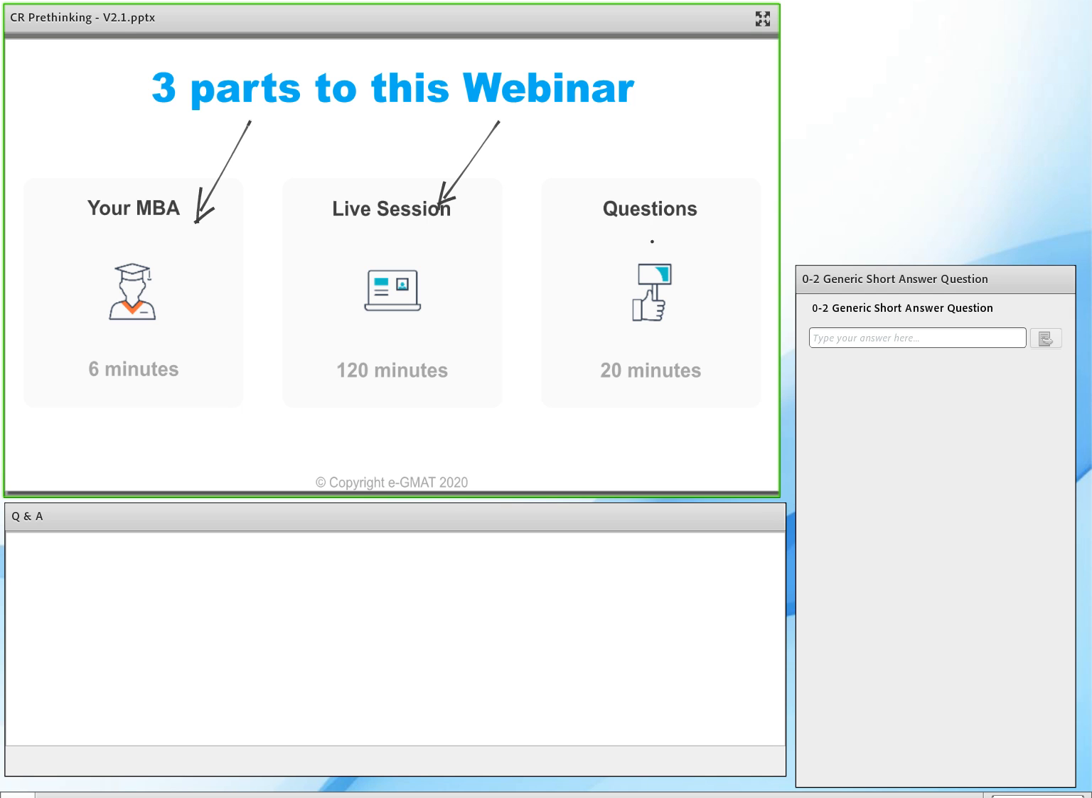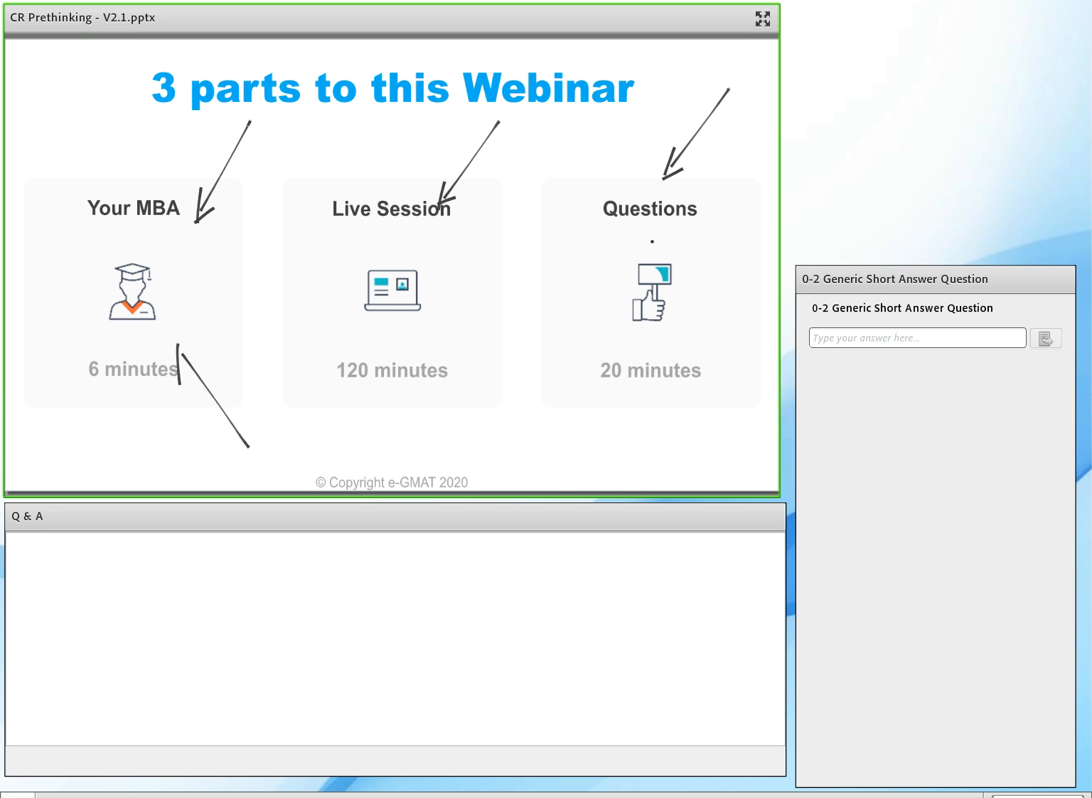Then we'll go right into the core of the session. That's going to be for about 2 hours or so. And then towards the end, if you have questions that do not pertain to GMAT critical reasoning, but pertain to other aspects of the GMAT or your MBA application, I'll be happy to tackle those questions in this third part, which is what I call an open-ended Q&A. And yes, the session is being recorded. You'll get the recording. It'll also be available on our YouTube channel.